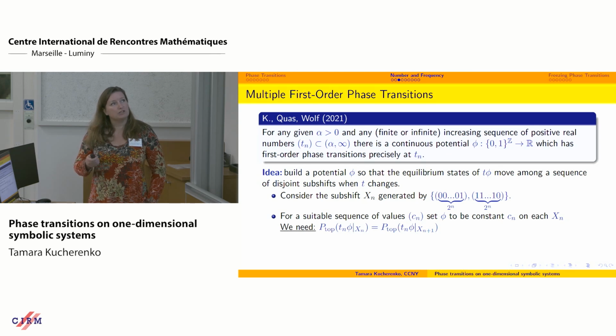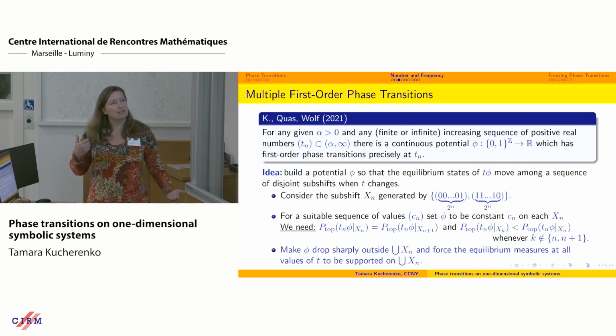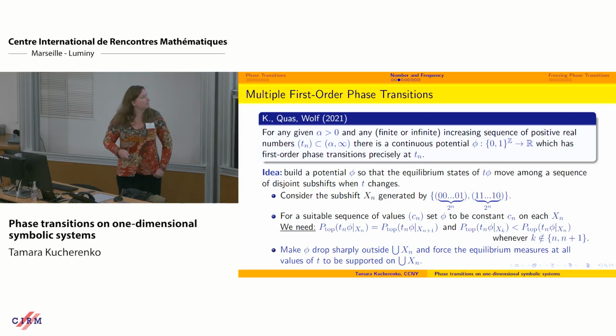What we need from the setup is that the pressure of the potential on Xn at Tn is the same as on Xn plus 1, so the pressures kind of match up at a point Tn, but if you look at any other point that is not Tn or n plus 1, then the pressure is smaller. So we kind of carefully arrange this situation, and the idea is that after that we want the potential to sharply drop down outside our subshifts so that all other equilibrium measures don't really contribute anything to the pressure.